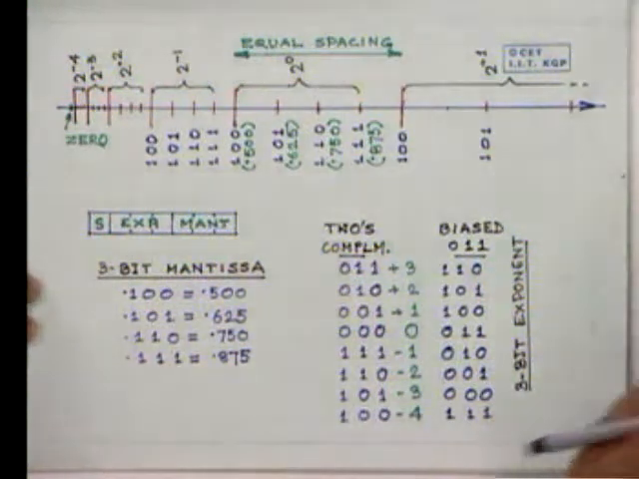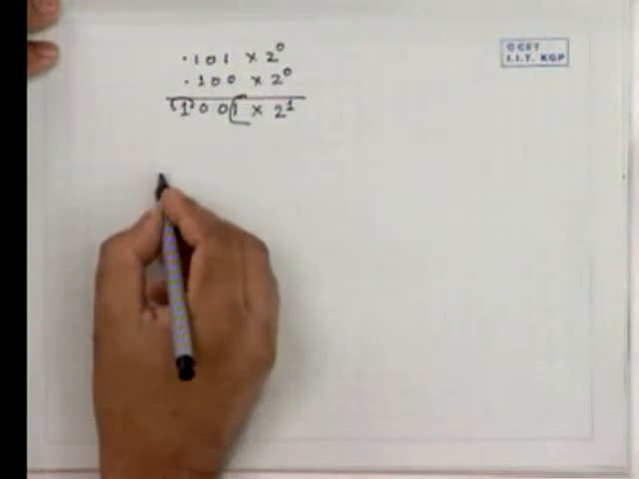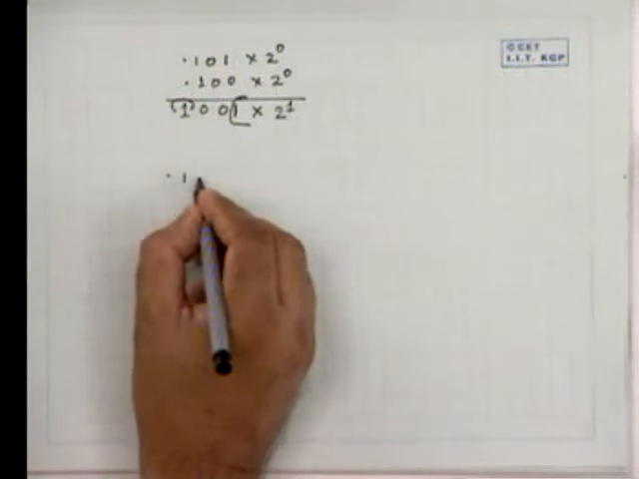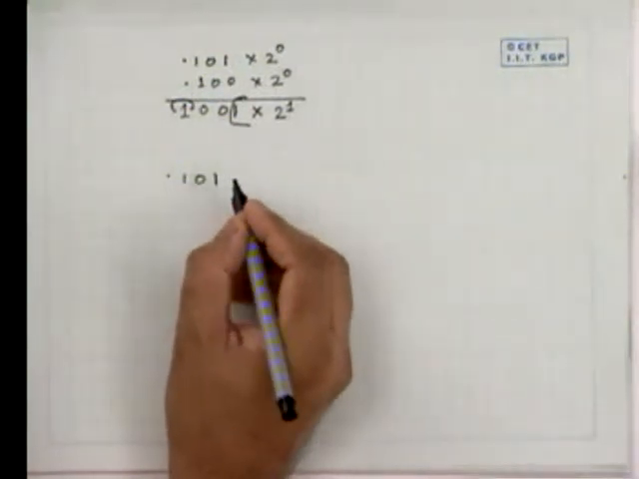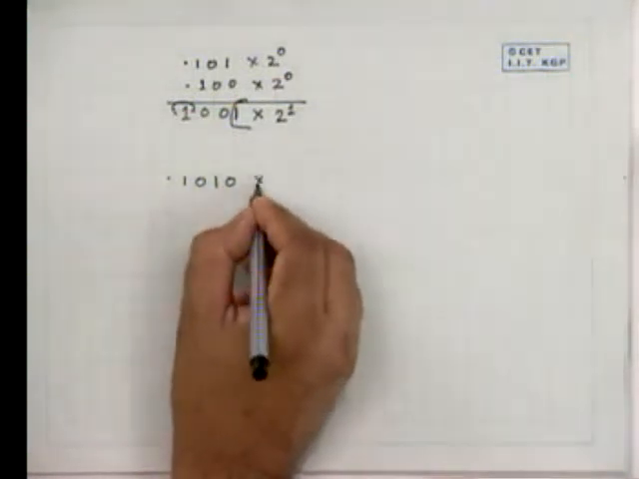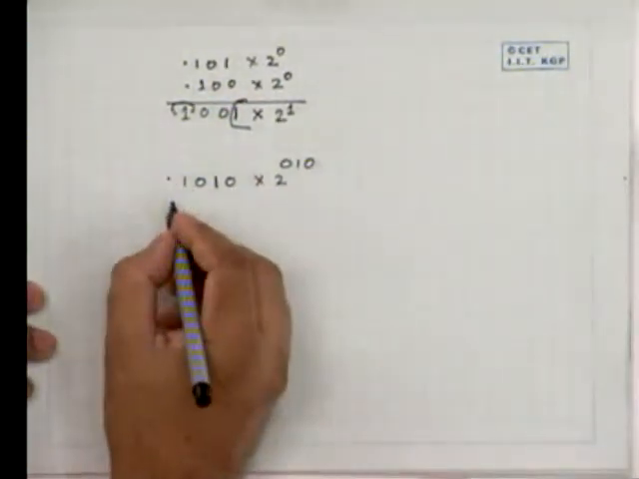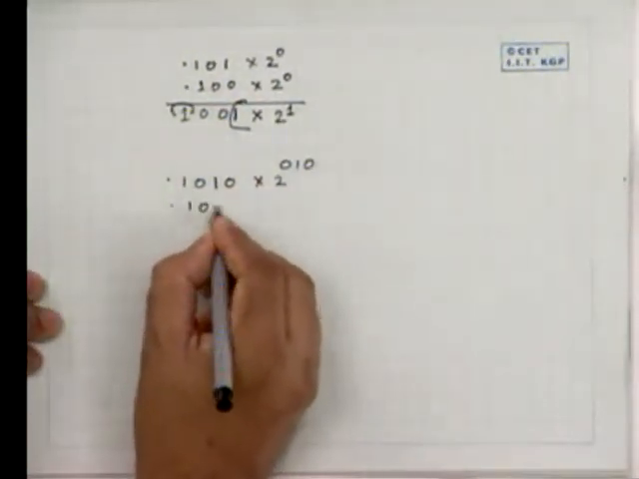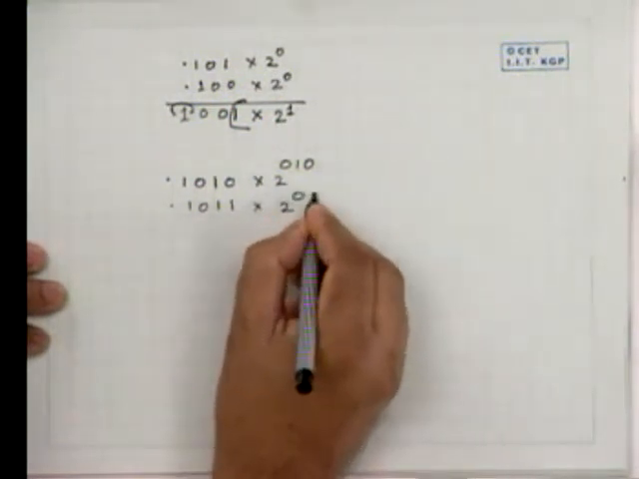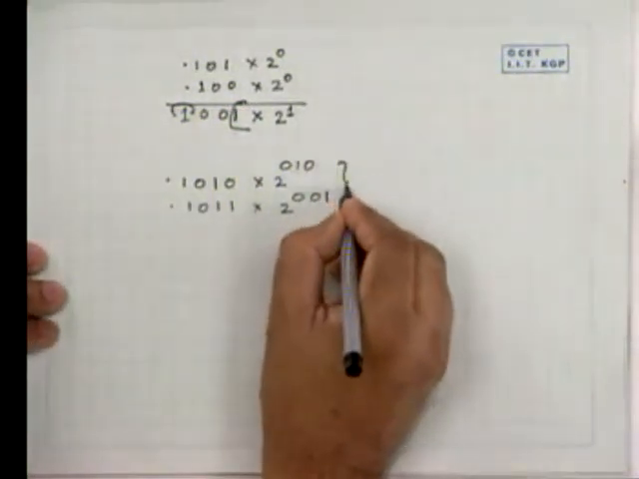And another pitfall comes this way. Say, for example, we have a number like 0.101 into 2 to the power 010. Another number we have is 0.1011 into 2 to the power 001. Say both of them are positive numbers, and if we want to add them, you see what we'll have to do.